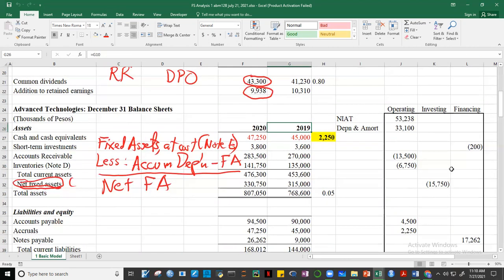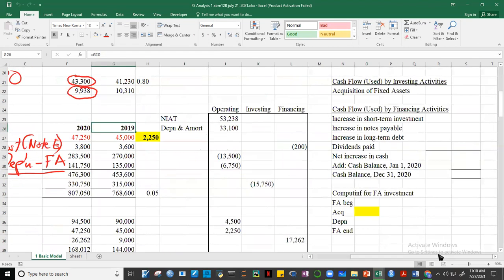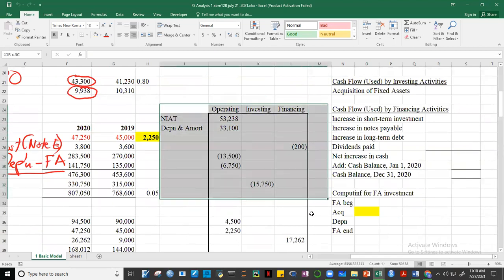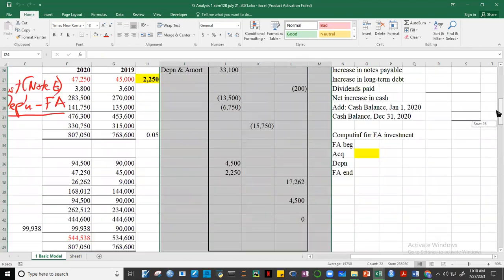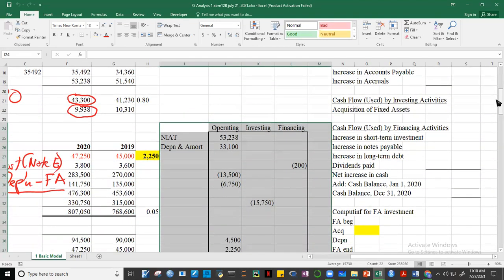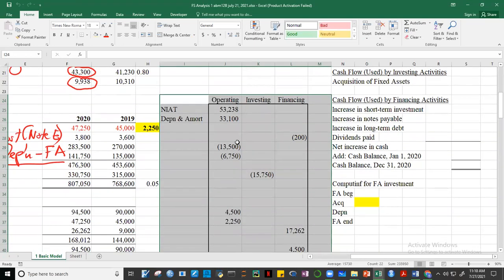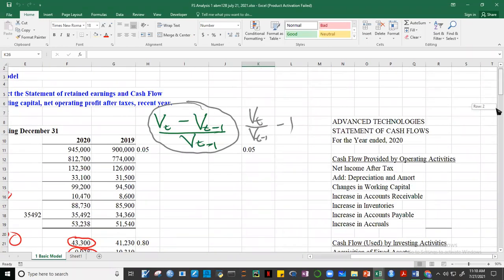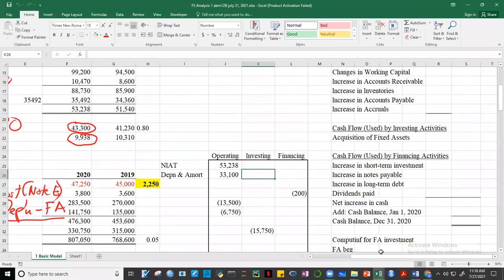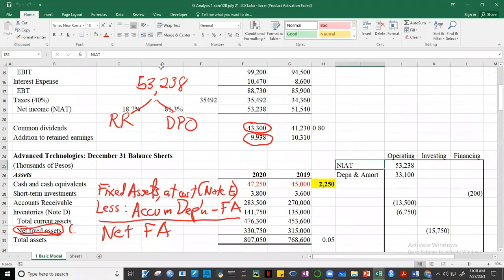Now we said that, at least for me, I find doing this template a lot easier than directly going to the formal statement. I'm able to plan the statement of cash flows using this template. So how do we fill this template? We start with the net income after tax of the current year, and we got this 53,238 from the income statement of the current year.